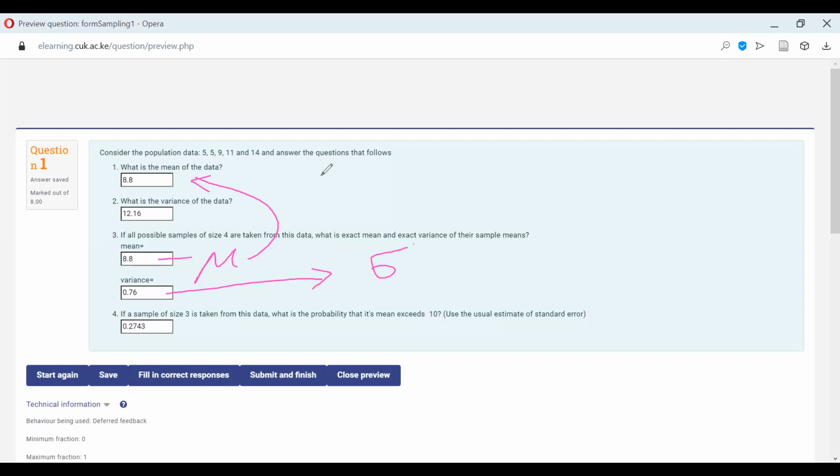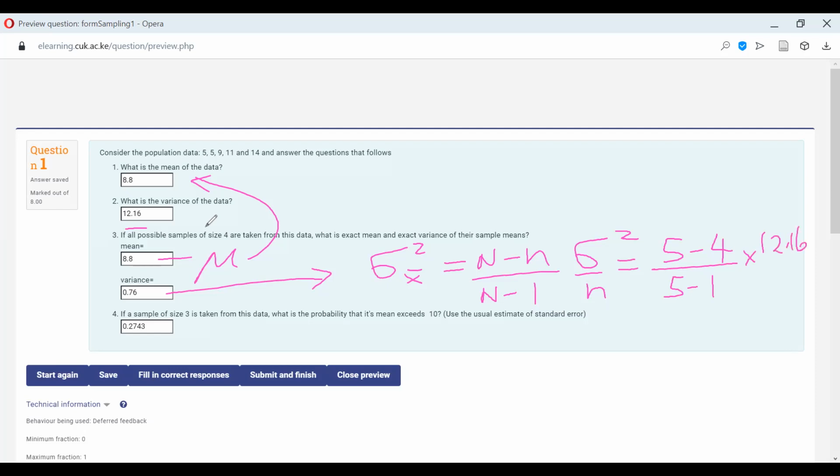The variance of the sample means will be equal to (N minus n) over (N minus 1), then sigma squared over n. So sigma squared is the variance of the data here. So we now see our N was 5 minus 4, which is the sample size, then divided by 5 minus 1, then multiplied by 0.16 over n, which is 4.